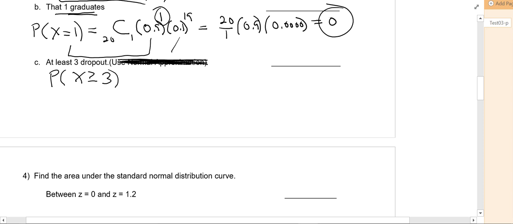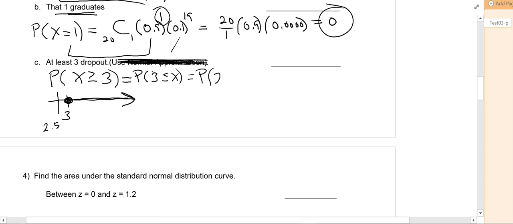So the first thing I am going to do is write this as the probability that 3 is less than or equal to x. Well, again, if you draw a line, here's 3. I'm going off in this direction because I'm above 3. I want to include 3, so I'm going to have to start off at 2.5. So this is the same thing as the probability of x being greater than or equal to 2.5.